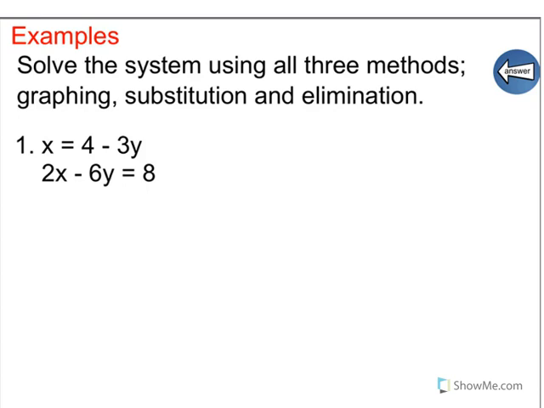So let's look at the following. Now, on our examples, I'm going to clarify that we're not going to solve using all three methods. I'm just going to show you which method would be the best for each of the examples we're doing. So in this first one, we have x equals 4 minus 3y, and 2x minus 6y is equal to 8. The best method to solve this system would be substitution, because this x is already solved and it's already by itself. So I can substitute it into my second equation.